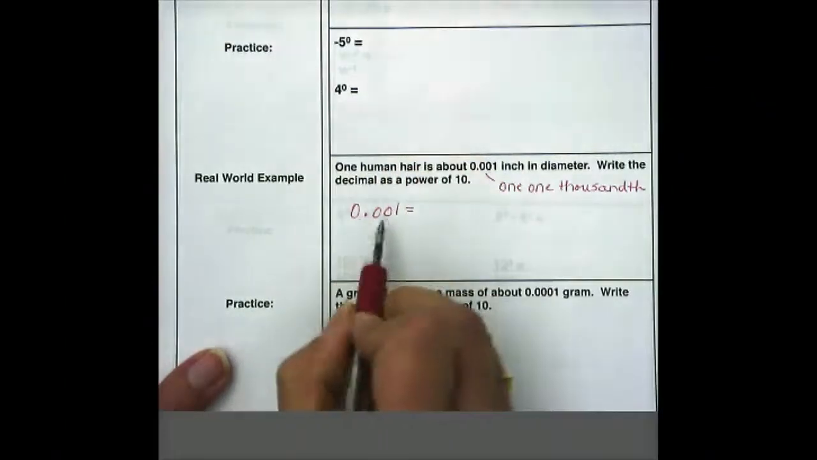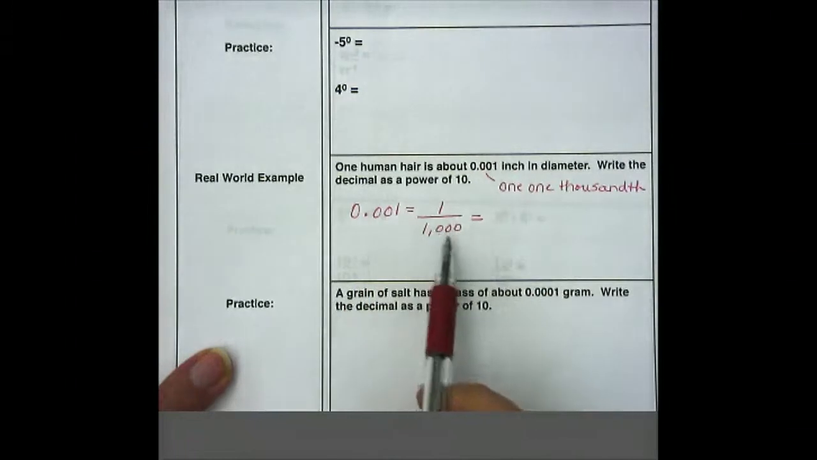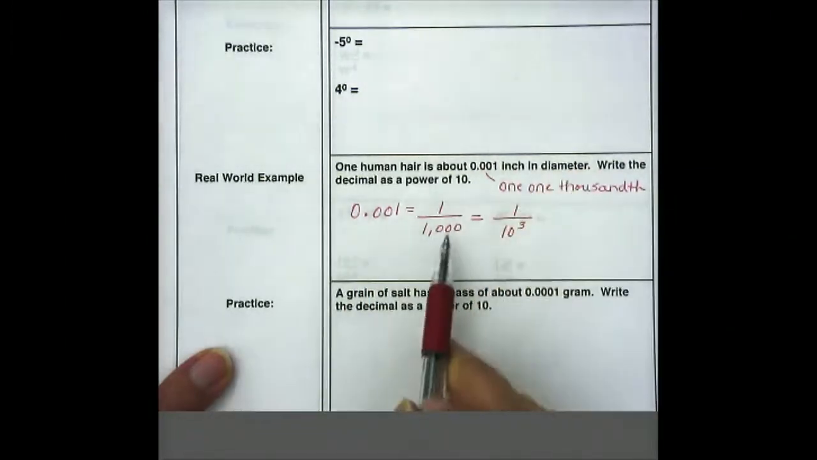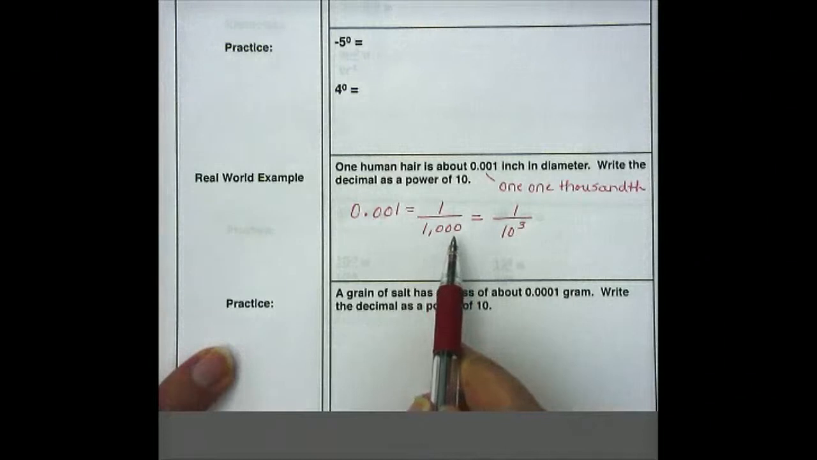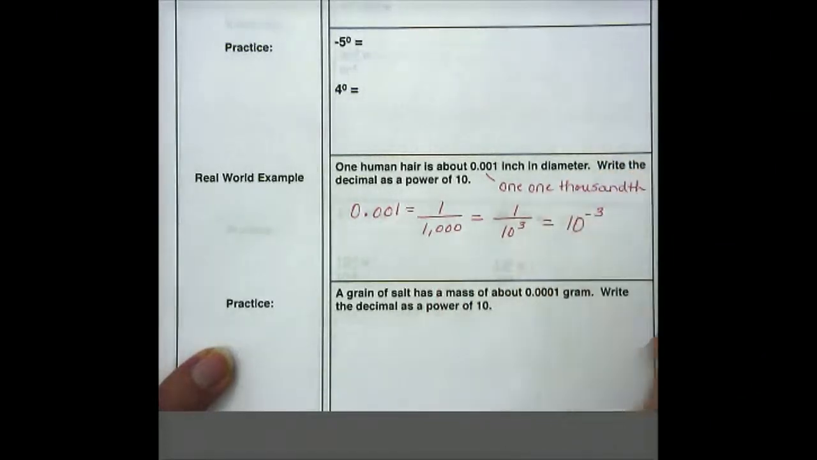So we're going to write 0.001 or 1/1000th as 1/1000. Now I know that we have 3 zeros here, so 1/10 to the third is the same as 1000. And if I write that with a negative exponent, it would be 10 to the negative third.